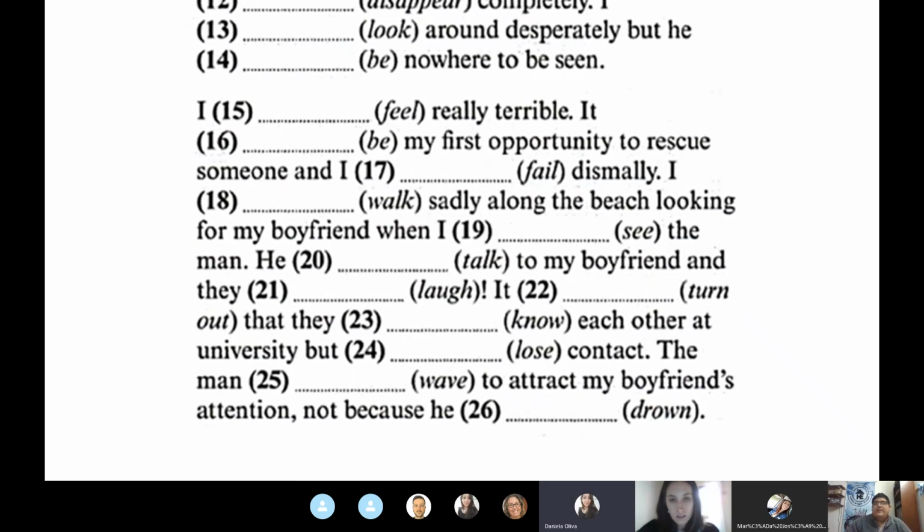what was he doing? He was talking to my boyfriend and they were laughing. Can you repeat this sentence, please? He was talking to my boyfriend. They were laughing.